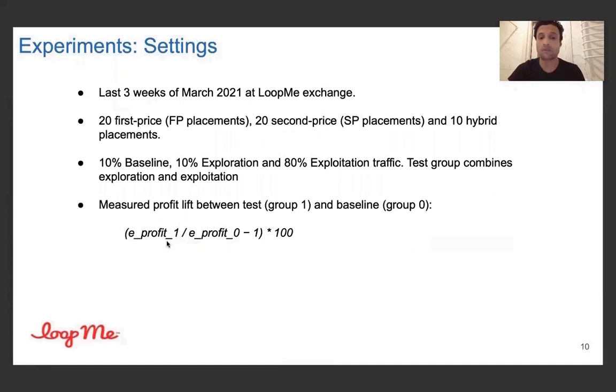We use the data from the last 3 weeks at the LoopMe exchange that comprises 50 different placements. 10% of traffic corresponds to the baseline group, 10% to exploration, and 80% to exploitation. The exploitation group optimizes the optimal values that were obtained from learning using the exploration. The test group combines exploration and exploitation. The evaluation metric is the profit lift between the two groups.